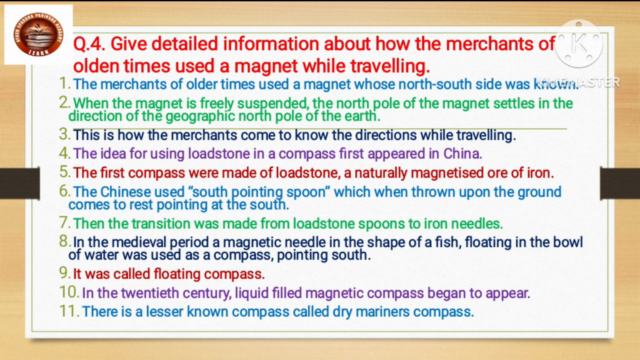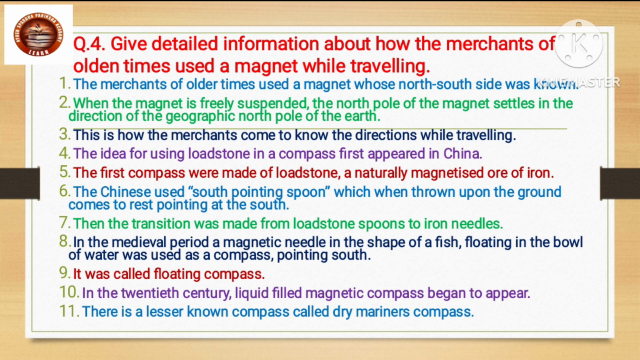The idea of using lodestone in a compass first appeared in China. The first compasses were made of lodestone, a naturally magnetized ore of iron. The Chinese used a south-pointing spoon, which when thrown upon the ground comes to rest pointing at the south. Then the transition was made from lodestone spoons to iron needles.